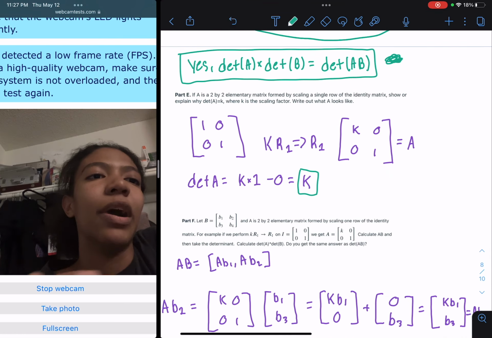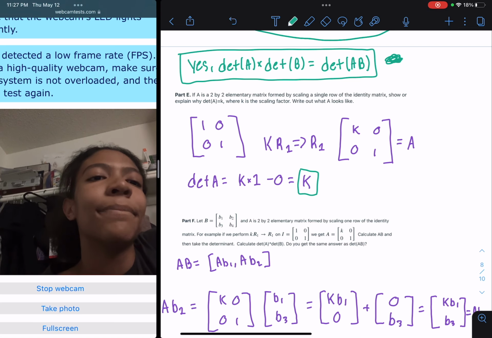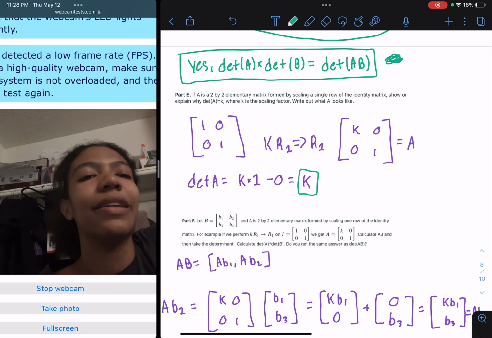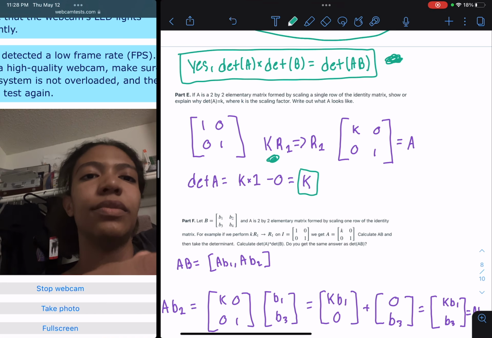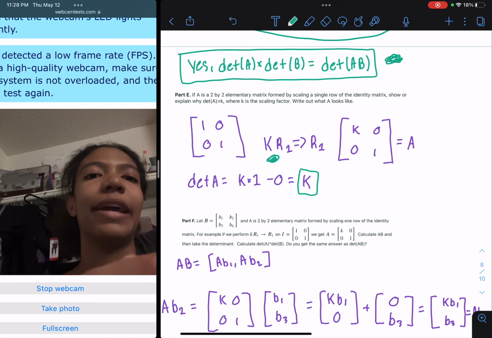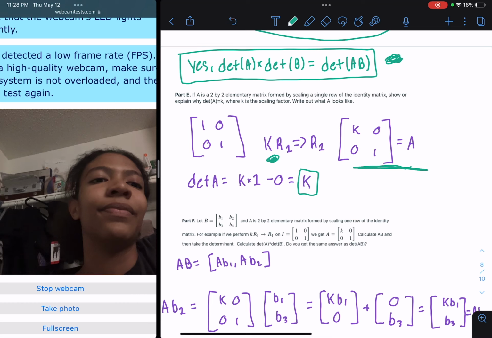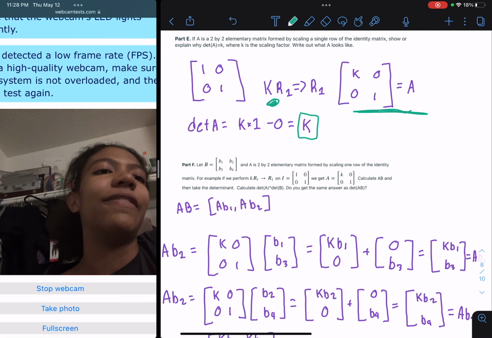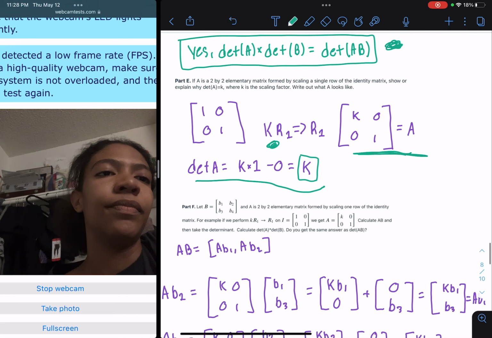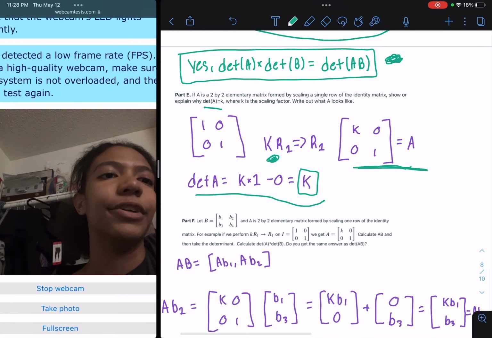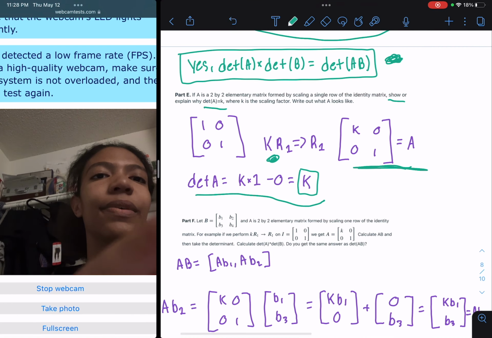And then for part E, A is found by doing a scalar of any of the rows. So I scaled the first row by k and got this. And then I found the determinant of A, which is k. And that's what we had to prove or show.